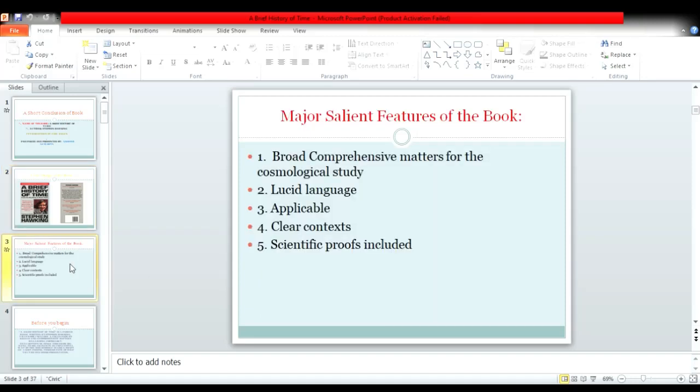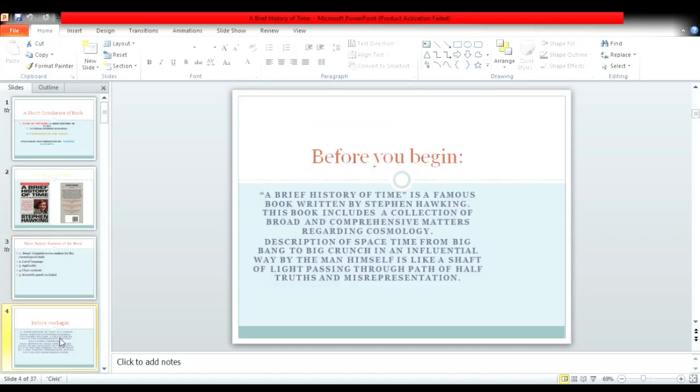Let's see the major salient features of this book: broad, comprehensive matters for the cosmological study, lucid language, applicable, clear context, scientific proofs included. Before you begin, A Brief History of Time is a book written by Stephen Hawking. This book includes a collection of broad and comprehensive matters for the cosmological study.